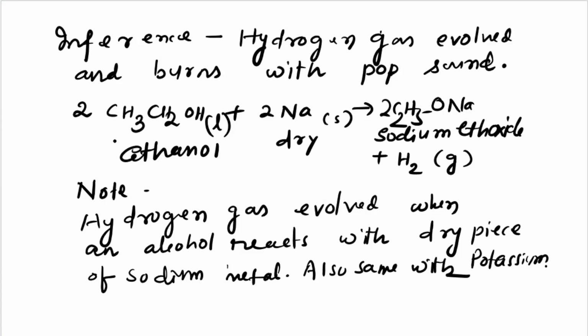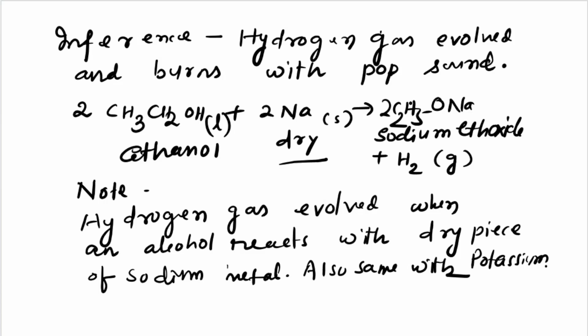So what is the reaction? This is ethanol plus sodium. Sodium is written dry because by chance anybody can add water, and that is very dangerous. So dry is written, and sodium is a solid. It gives C2H5ONa. What is meant by C2H5ONa? That is sodium ethoxide.